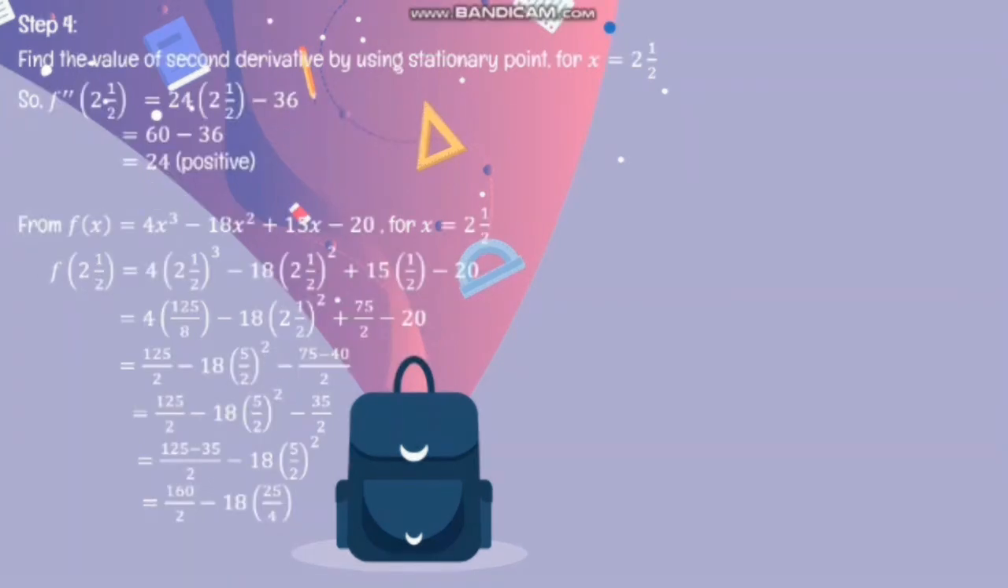4x cubed minus 18x squared plus 15x minus 20 for x equals 2 a half.